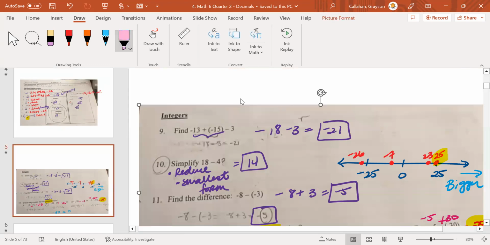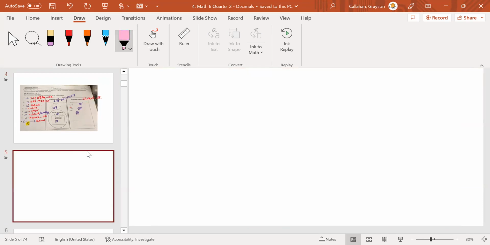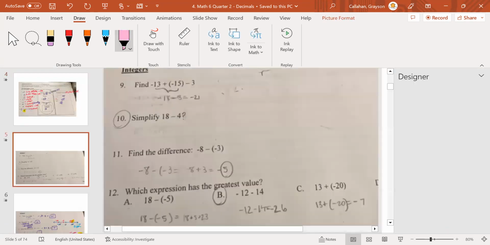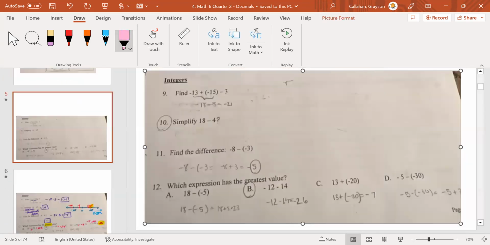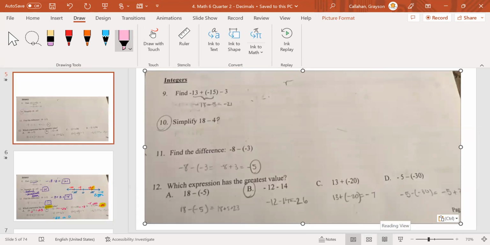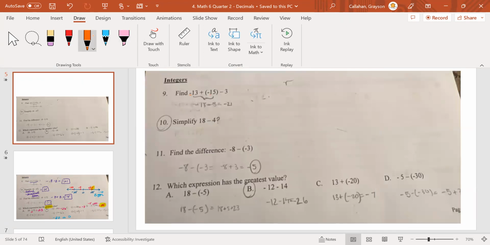Do you want to go over integers? All right, so looking at integers for number 9, it says find that. First thing I notice is that when you have a negative and a negative, you're going to be adding them, but your answer is a negative, so that's negative 18. Order of operations, bring down the negative 3, negative 21 is what you have.